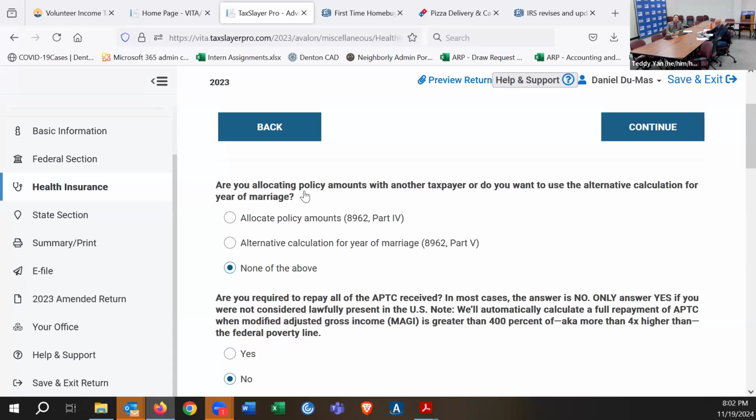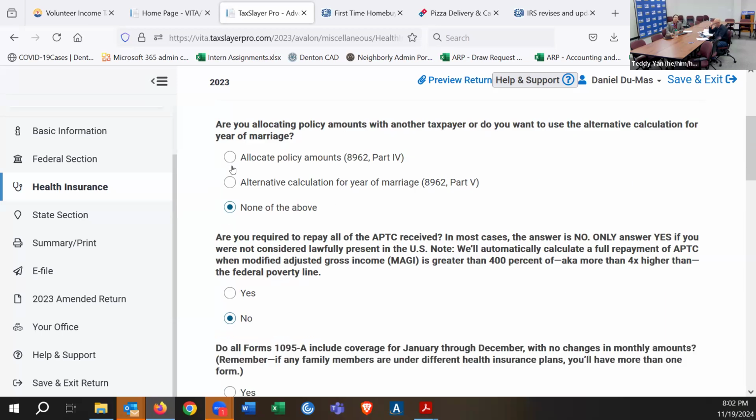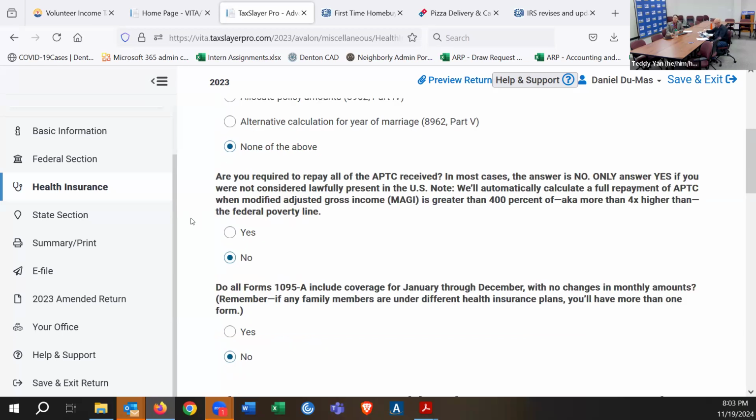Are you allocating policy amounts with another taxpayer, or do you want to use the alternative calculation for year of marriage? If they select yes to either of these, then they are outside of our scope. Are you required to repay all of the APTC received? In most cases, the answer is no. Only answer yes if you were not considered lawfully present in the US. Note: it will automatically calculate a full repayment of APTC when modified adjusted gross income, MAGI, is greater than 400% of, aka more than 4 times higher than, the federal poverty line.